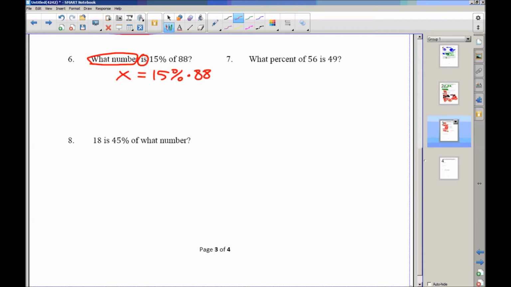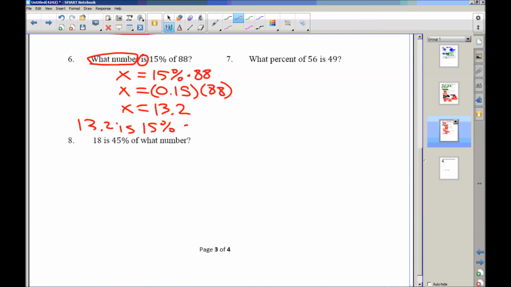Okay? Now the problem is we're not allowed to use 15% times 88. You can't times a percent with the normal number. So I have to make this back into standard form, decimal or fraction. And then I'll times it by 88, and I'm done with this problem. So this is a short equation. Everything was on the right side. So 0.15 times 88 makes 13.2. So this says 13.2 is 15% of 88.